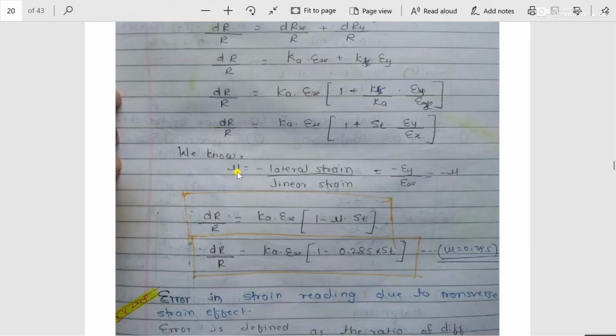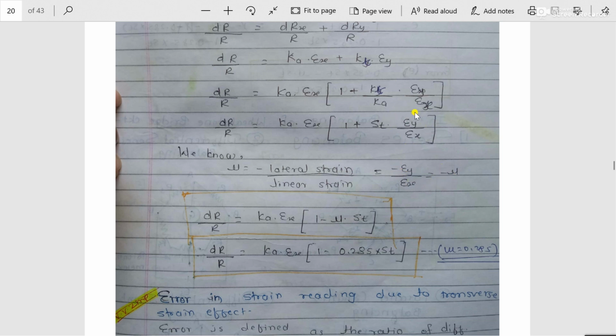Therefore, as per the definition, mu is equal to minus lateral strain upon linear strain. From the figure, the lateral strain will be considered as epsilon y, with the minus sign as it is, and the linear strain will be considered as epsilon x, because force is applied in the x direction, no force is applied in the y direction. And minus epsilon y upon epsilon x is equal to minus lateral strain upon linear strain, which is equal to mu.